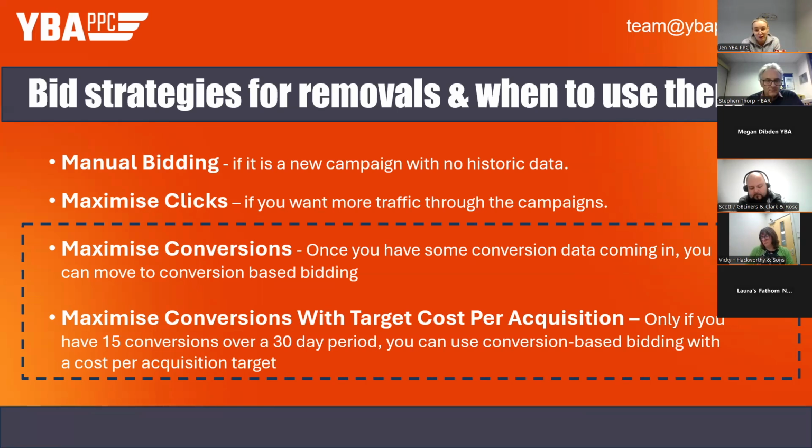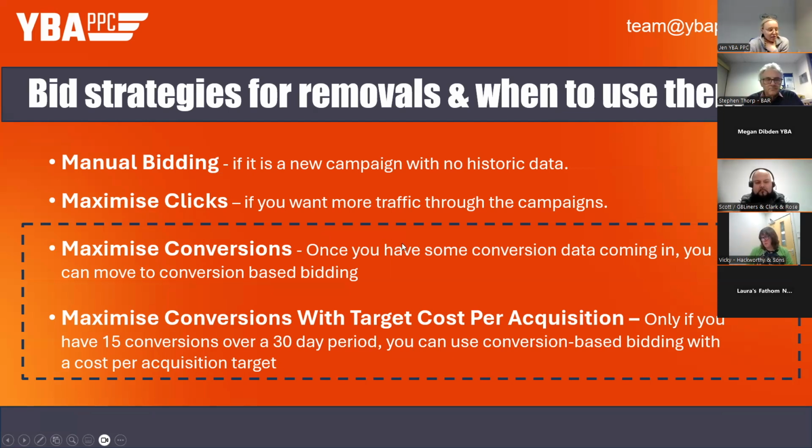You also must have enough data coming through the account to run some of these. So for this target cost per acquisition, you must have 15 conversions over a 30-day period for this to work effectively. So if you don't have enough data coming through, you don't want to use this one yet. We only want to use that when we know we've got conversions coming through and we've got that threshold hit. If we don't have that threshold, but we've got conversions working, we can move back one and just do maximize conversions without a target. That's probably the second best option.